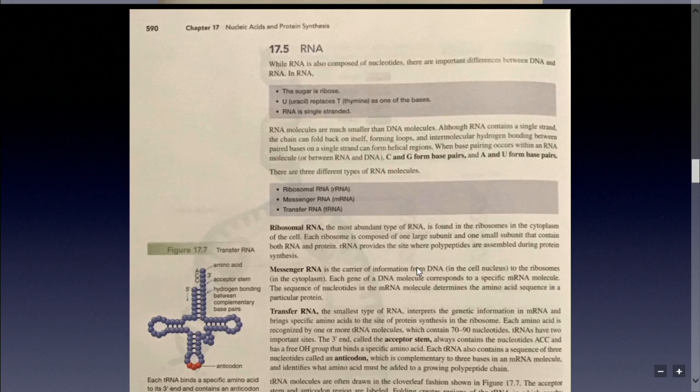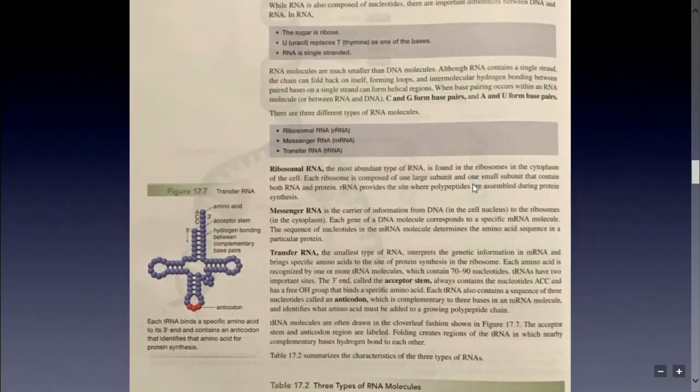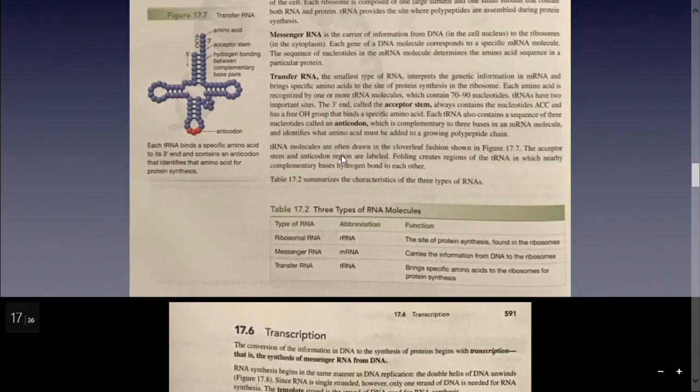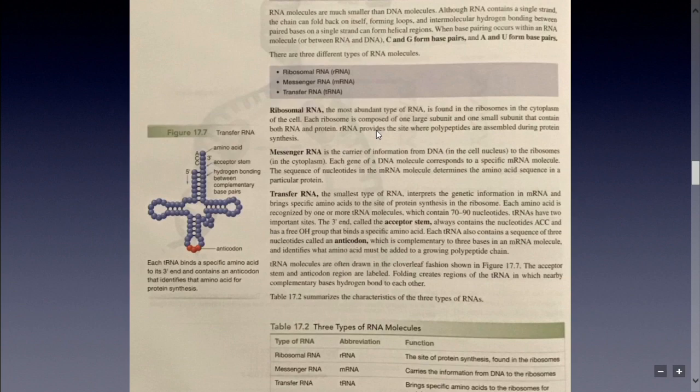The base pairing rules are still consistent. So cytosine still pairs with guanine, but this time, adenine pairs with uracil because we don't have thymine. Uracil replaces thymine. And so now let's get into the 3 types of RNA, and then we'll be done with this lecture. We're going to go into much greater depth as to how these things do their job. We're basically just going to say what their job is for right now.